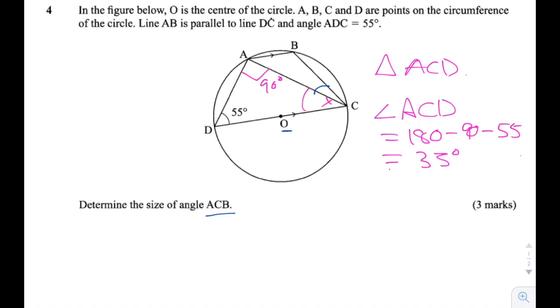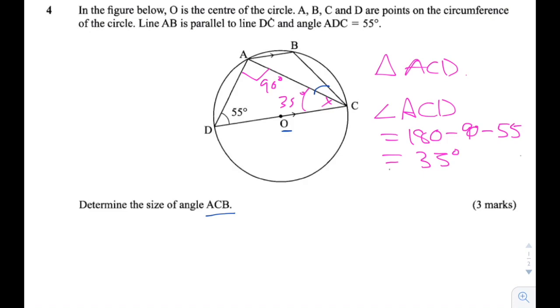So we now know that angle ACD is 35 degrees, and we also know from a previous rule that CAD is equal to 90 degrees. So now all that's left is for us to find what angle ACB is equal to.